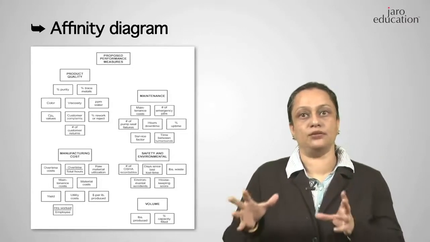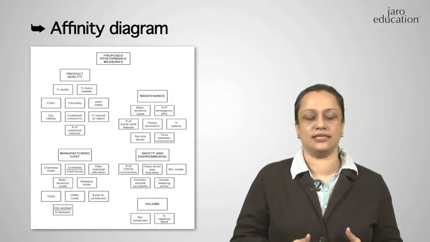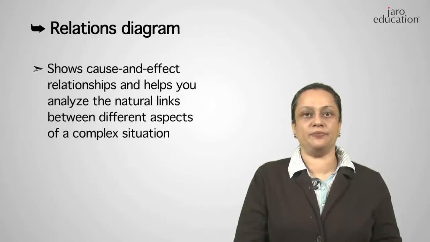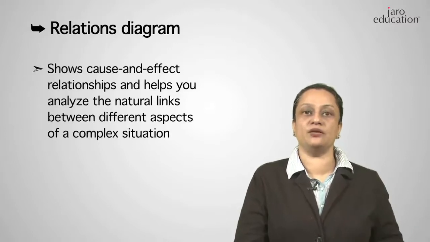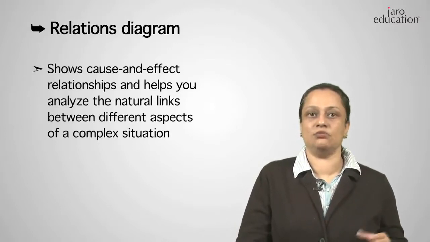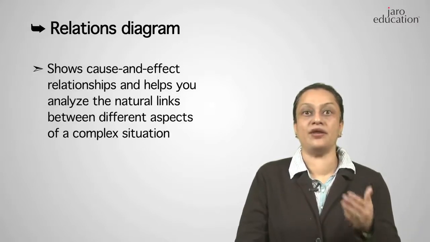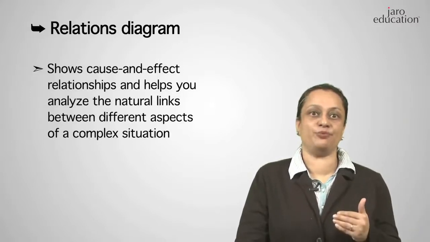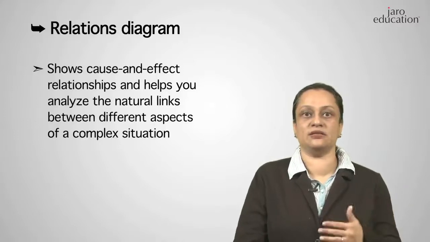So by grouping them, it's easy to get that group consensus. There's also the relationship diagram. Again, it basically shows the relationship between the various issues, and we use it when trying to understand links between ideas or the cause and effect relationships, such as when trying to identify an area of improvement, what is the greatest impact? So the cause and effect is easily seen.